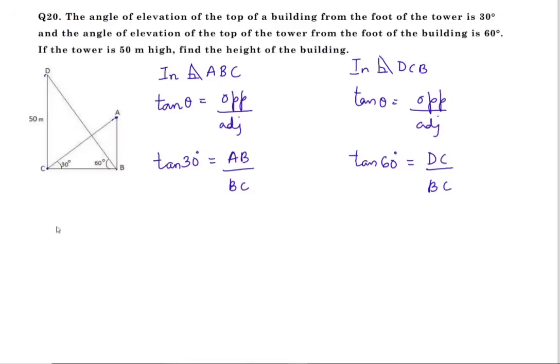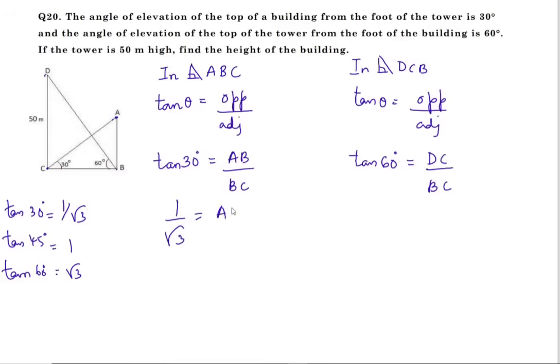Now what is tan 30 value? Tan 30, tan 45 and tan 60. These are the most often used standard angles of tan ratio. Tan 30 is 1 by root 3, tan 45 is 1, tan 60 is root 3. Close your eyes and repeat. Tan 30 is 1 by root 3, tan 45 is 1, tan 60 is root 3. Now tan 30 value is 1 by root 3.